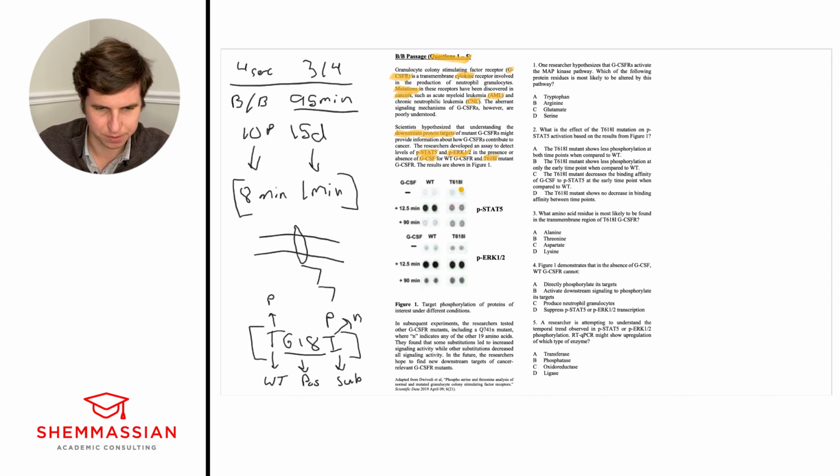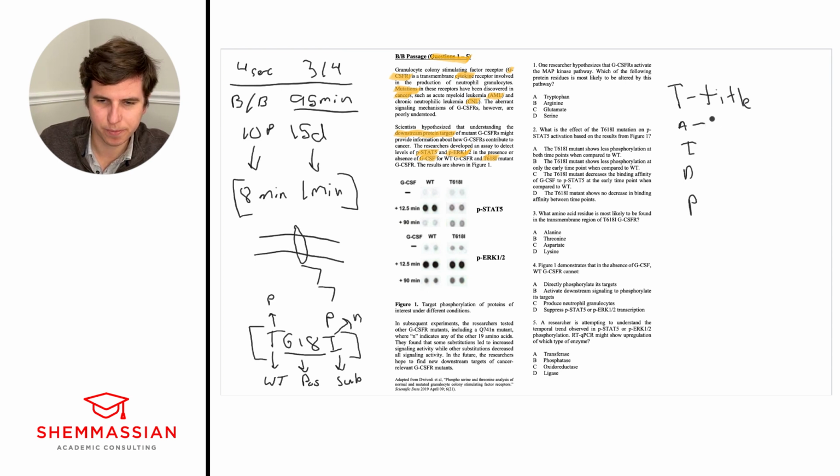So now we have a figure. The results are shown in figure 1. What we want to do with this figure is break it down briefly with TAIDP. So what does TAIDP mean? I'm going to write it over here. T meaning title, A meaning axes, I meaning independent variable, D for dependent variable, and then P for pattern.